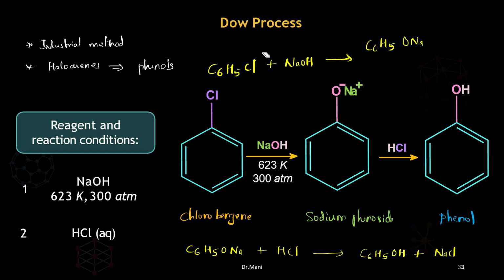Understood? So what is Dow's process? It is the industrial method to produce the phenols from chlorobenzene. And it is a two-step process. The chlorobenzene reacts with the sodium hydroxide at 623 Kelvin at 300 atmospheric pressure. It will give the sodium phenoxide. Now this sodium phenoxide, you are treating with hydrochloric acid. It will further give the phenol. Okay. So the first step is conversion of the chlorobenzene to sodium phenoxide. The second step is conversion from sodium phenoxide to the phenol. And what are the reagents and the reaction conditions? It's very important. The first step will involve the sodium hydroxide. The second step will involve the acidic condition, hydrochloric acid. And the first step requires high temperature, high pressure.